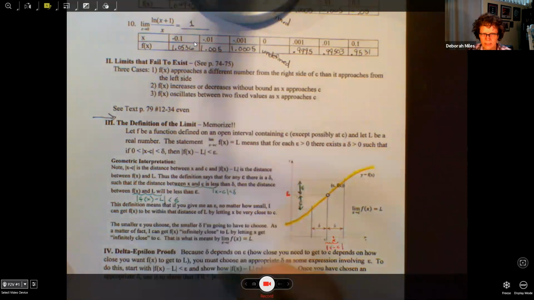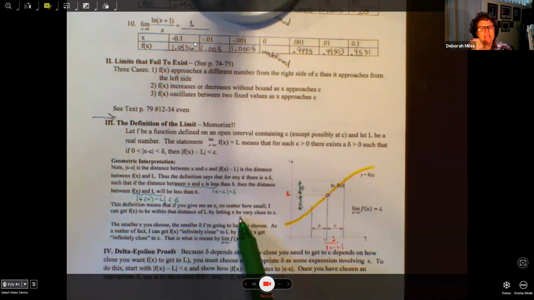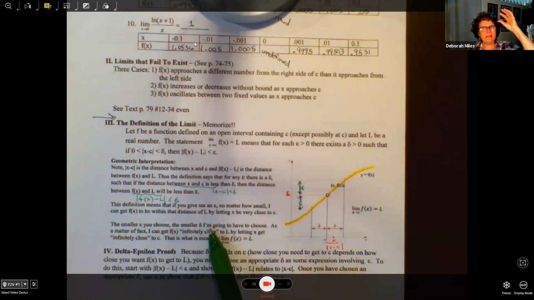And then I say this about 10 different times because that's how many times it takes to even come close to getting it. This definition means if you give me an epsilon, no matter how small, I can get the function value to be that close to the bullseye by finding how close x has to get to c. The smaller an epsilon you choose, the smaller delta I'm going to have to choose. The smaller the bullseye, the less variation I can have between that perfect trajectory and the path of my bullet.